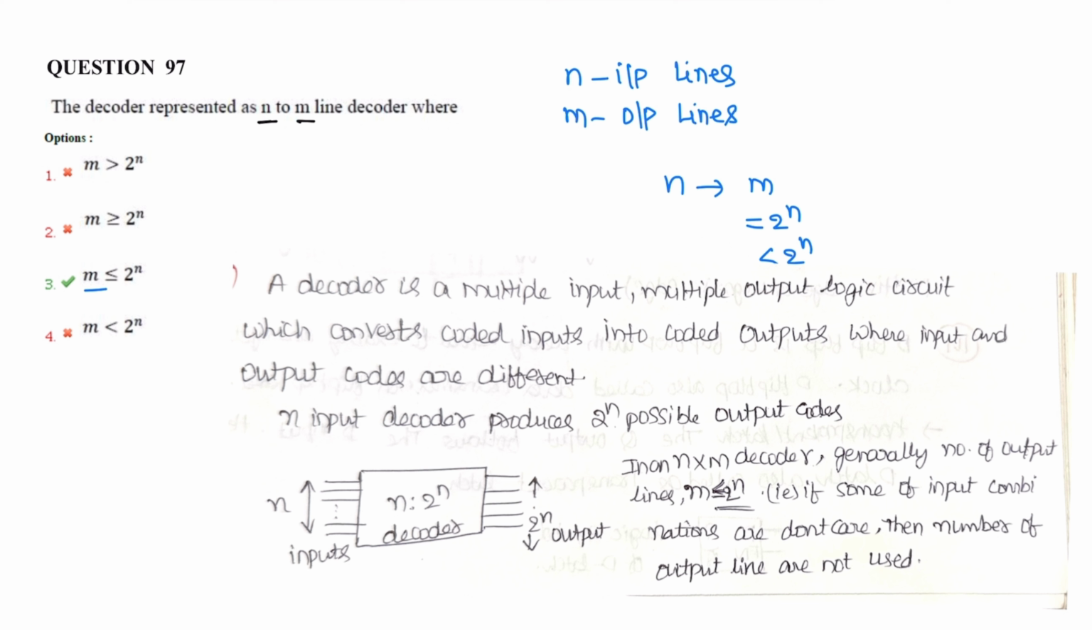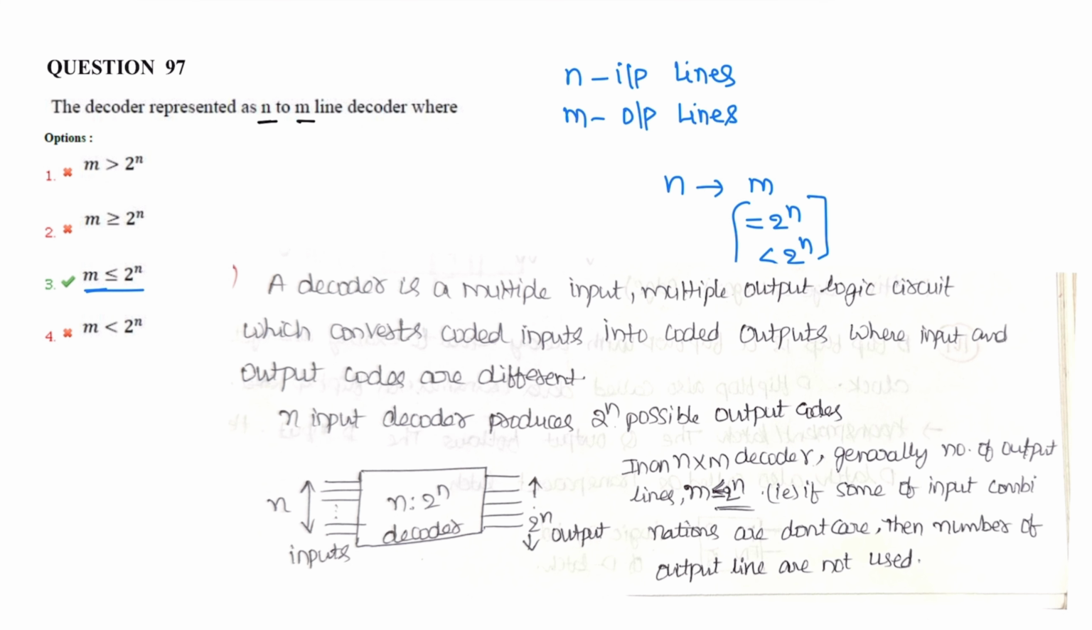Here m is the number of outputs, 2 power n or less than 2 power n. If all outputs are used, m is equal to 2 power n. If a don't care condition exists in the decoder, then m is less than 2 power n. All the output lines are not used. So the correct answer is m less than 2 power n, option C.